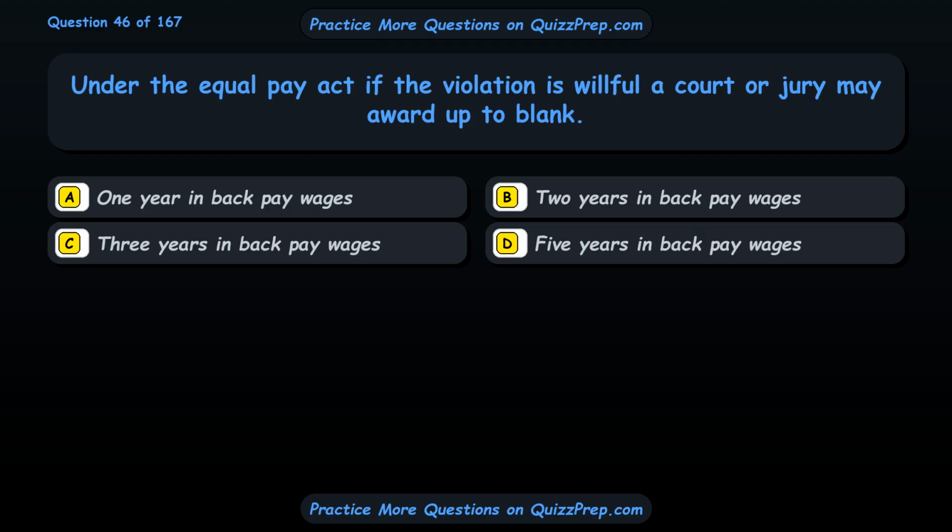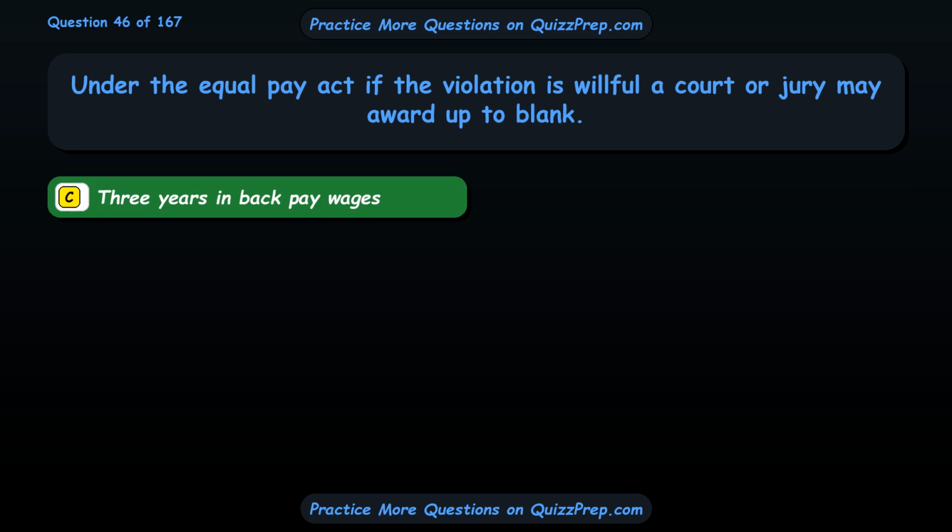Question 46. Under the Equal Pay Act, if the violation is willful, a court or jury may award up to blank. Option A. 1 year in back pay wages. Option B. 2 years in back pay wages. Option C. 3 years in back pay wages. Option D. 5 years in back pay wages. The correct answer is option C. 3 years in back pay wages.